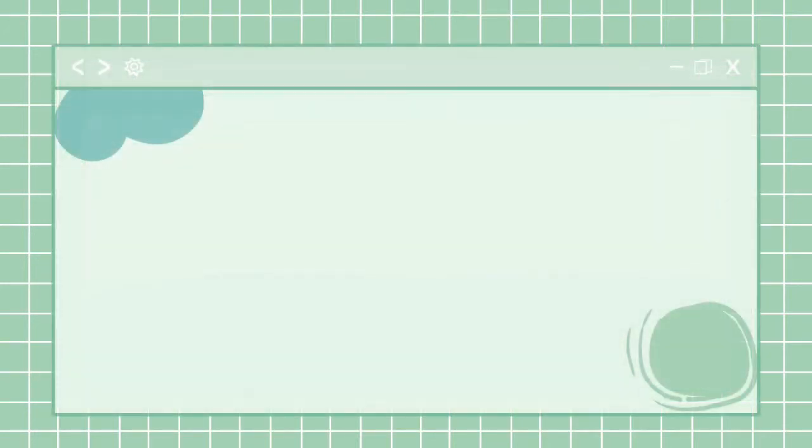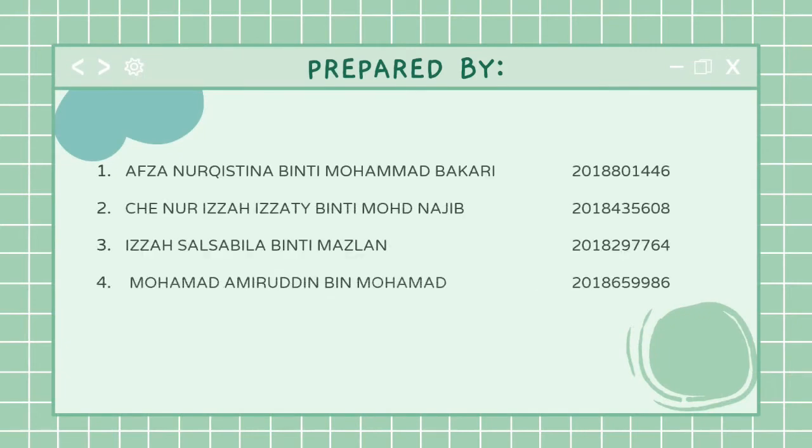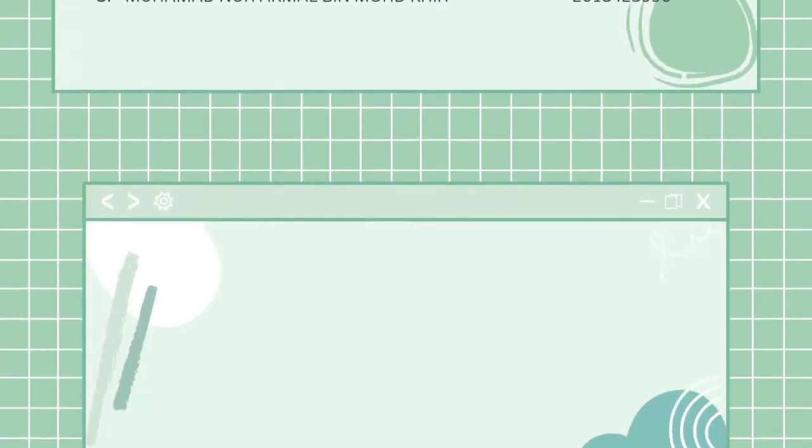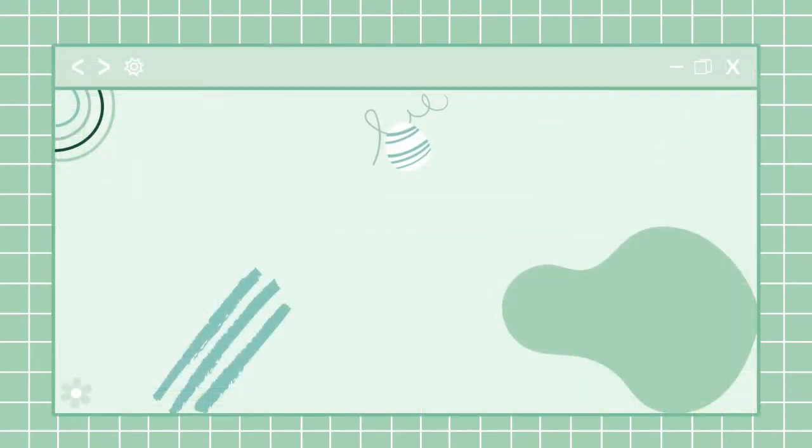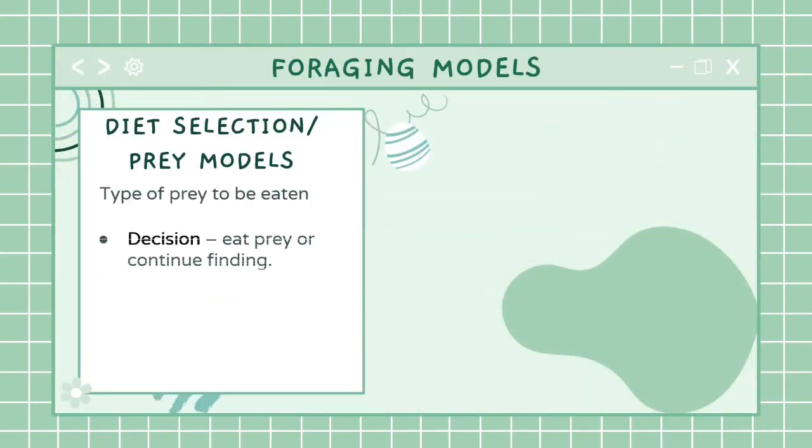We are going to explain about foraging behavior. The first one is the foraging model. The foraging model contains two types of model. The first type is the selection of prey model. The second is the patch model.